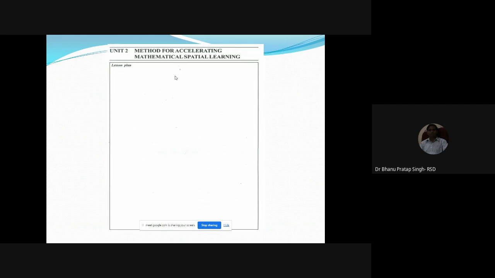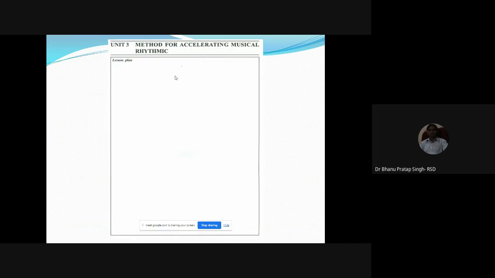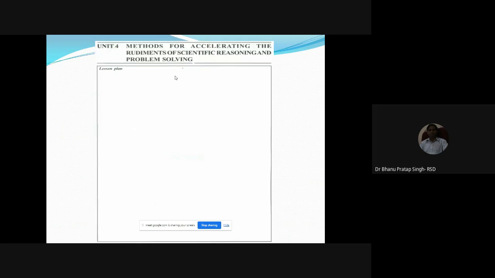Unit 2 is regarding mathematical spatial learning. Unit 3 is related to accelerating musical rhythmic, and Unit 4 is regarding scientific reasoning and problem solving. And all these four activities are compulsory and need to be submitted as a part of the project.